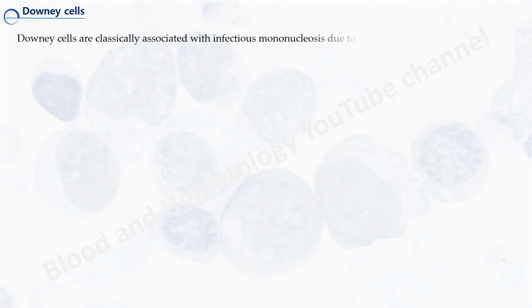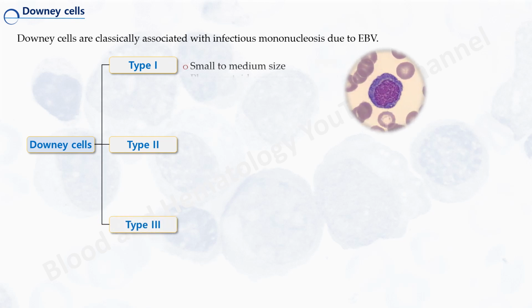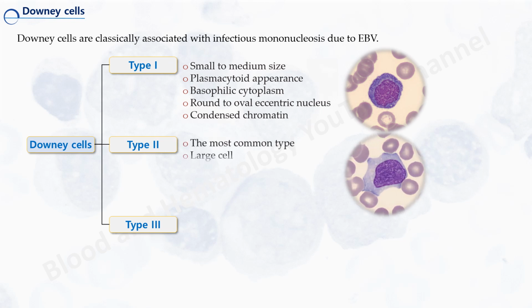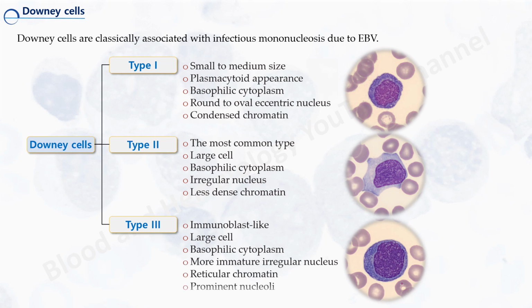Downey cells are classically associated with infectious mononucleosis due to EBV and are divided into three types, type 1, 2 and 3. Downey type 1 is a small to medium-sized lymphocyte with plasmacytoid appearance, basophilic cytoplasm, round to oval eccentric nucleus and condensed chromatin. Downey type 2 is the most common type, a large cell with abundant basophilic cytoplasm easily deformed by the surrounding erythrocytes, irregular nucleus, and less dense chromatin. Downey type 3 is immunoblast-like and large cell with plentiful basophilic cytoplasm, more immature irregular nucleus, reticular chromatin, and prominent nucleoli.